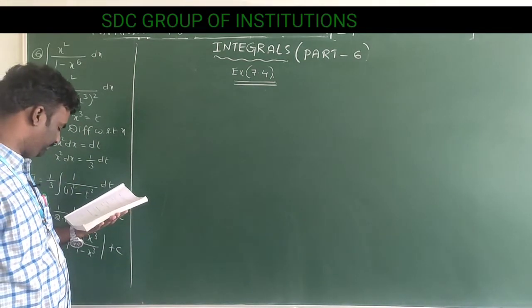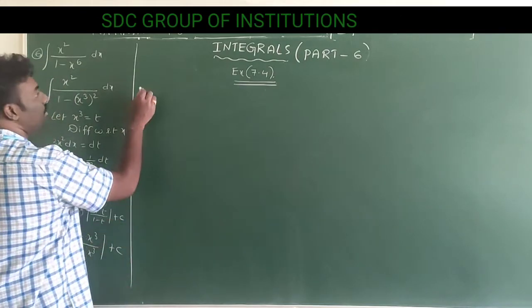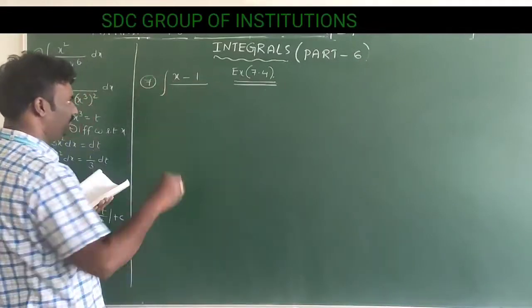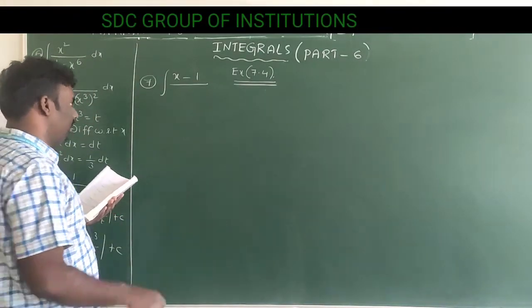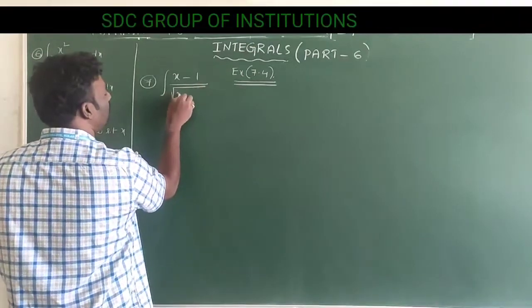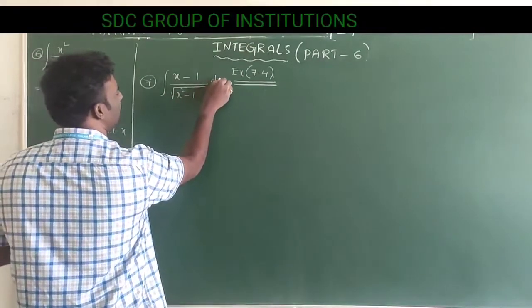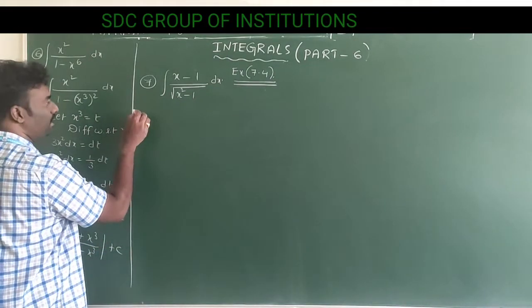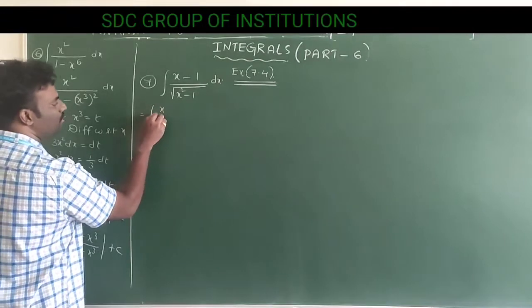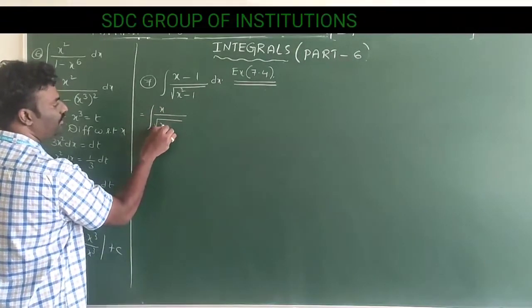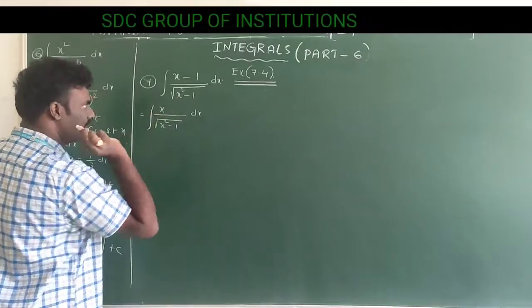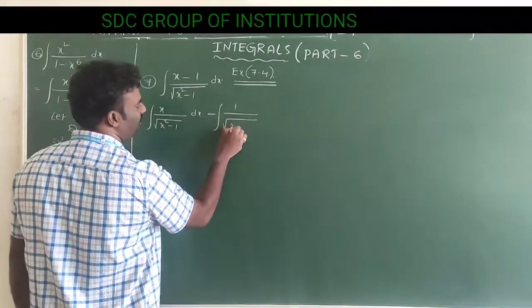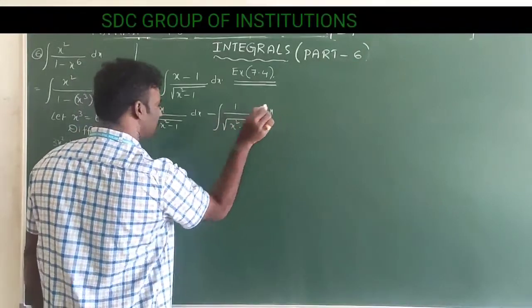Next, seventh question. Integral (x minus 1) by under root of x square minus 1 dx. Okay. Now you can divide separately. Integral x by under root of x square minus 1 dx minus integral 1 by under root of x square minus 1 dx.